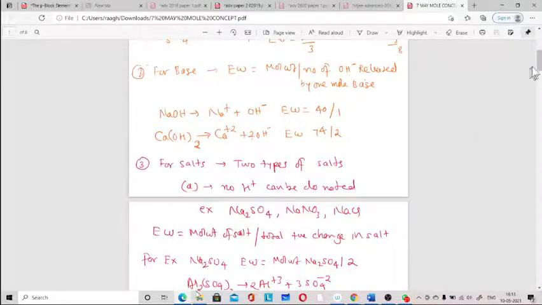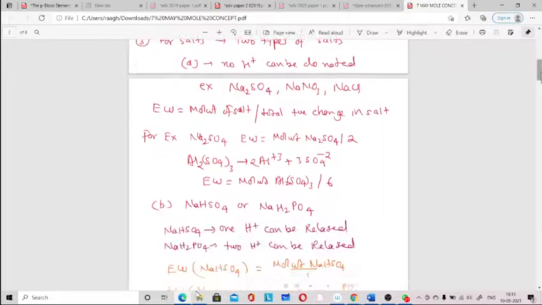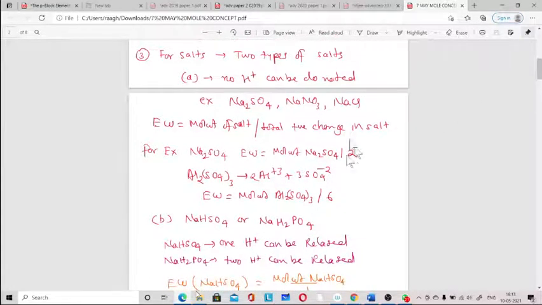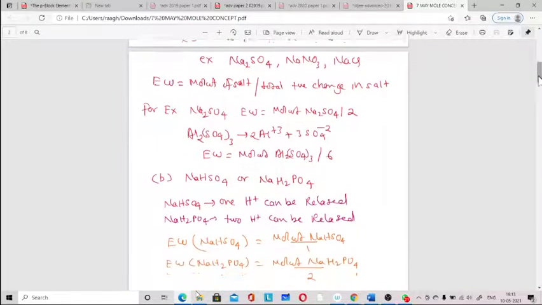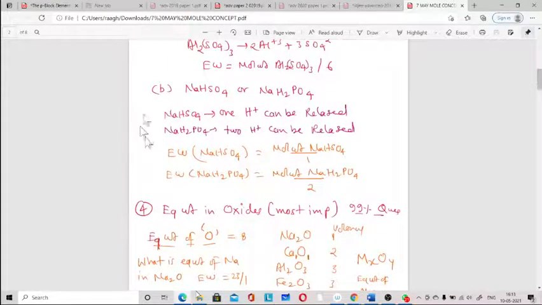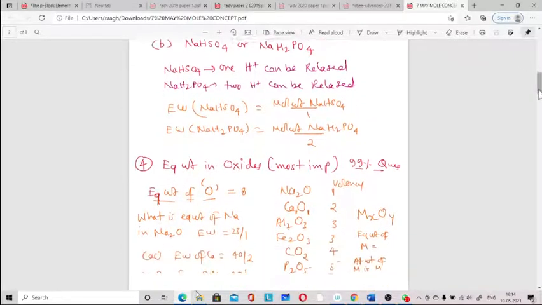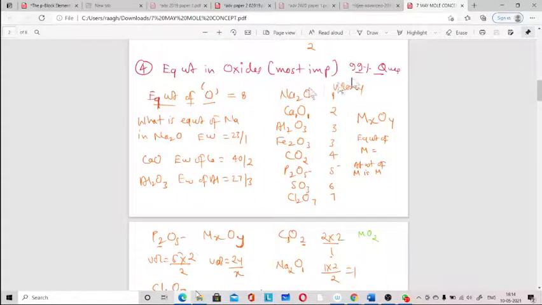For salts, it is the number of positive or negative ions, and you can divide by that. For the salts which have replaceable hydrogen, it is the number of replaceable hydrogens. But this concept you don't need right now, so just leave it. I told you for your information. Oxides, I told you, that is the valency and all these things.